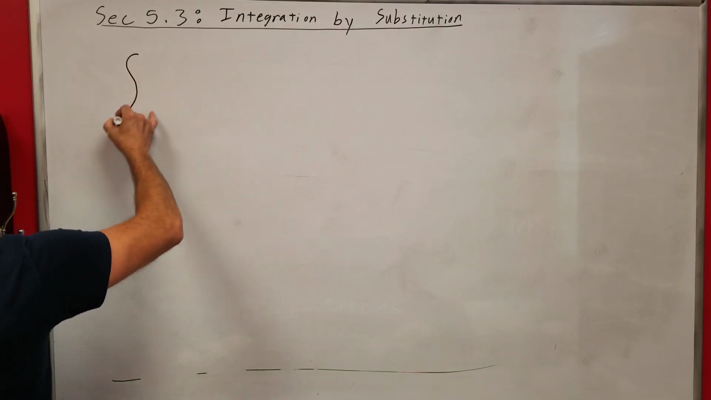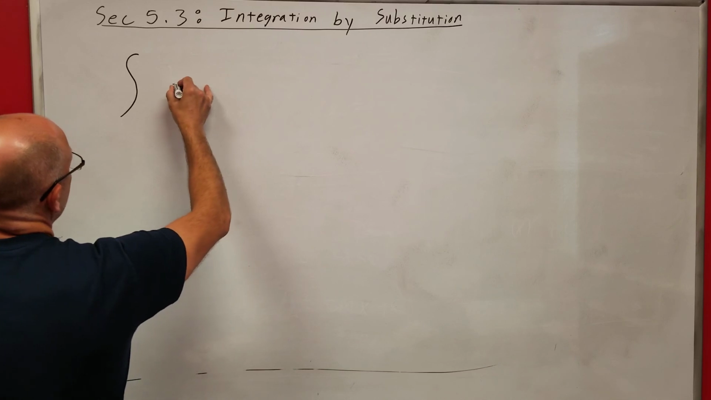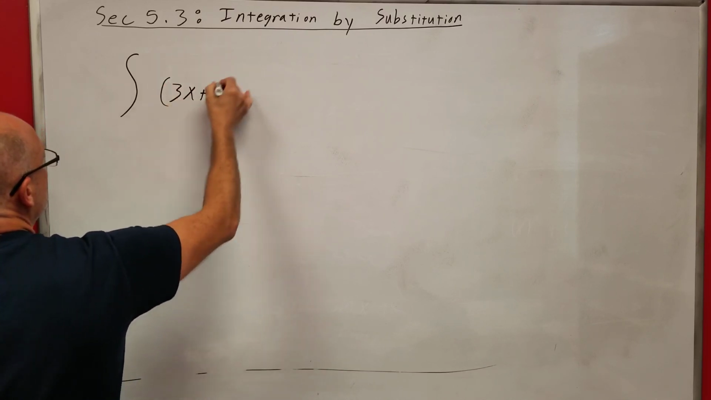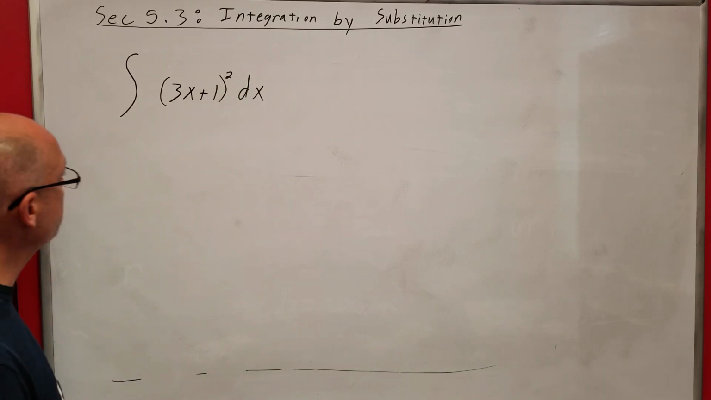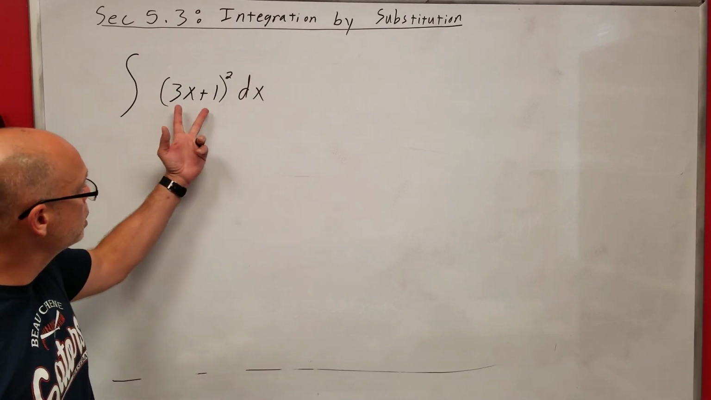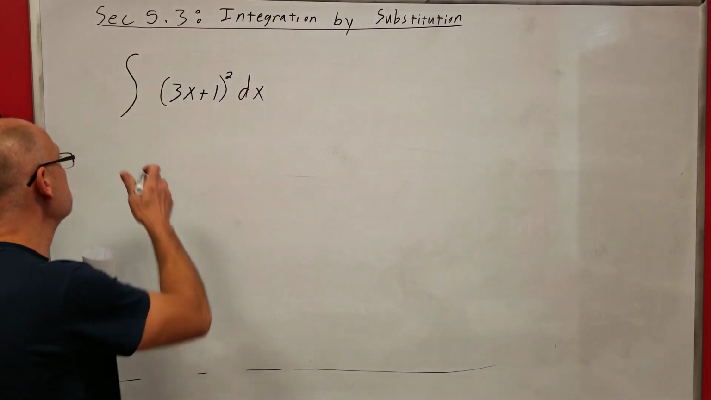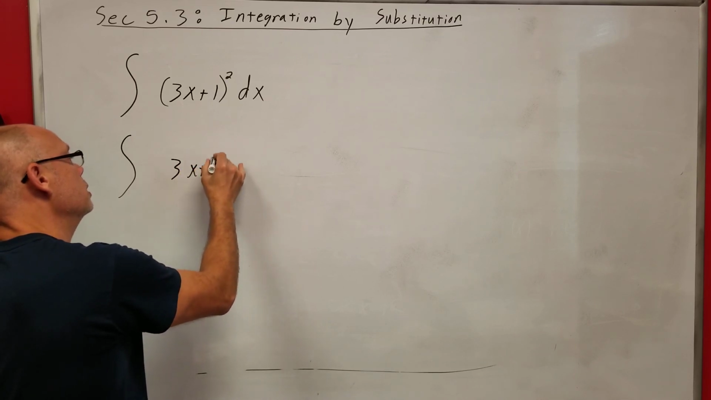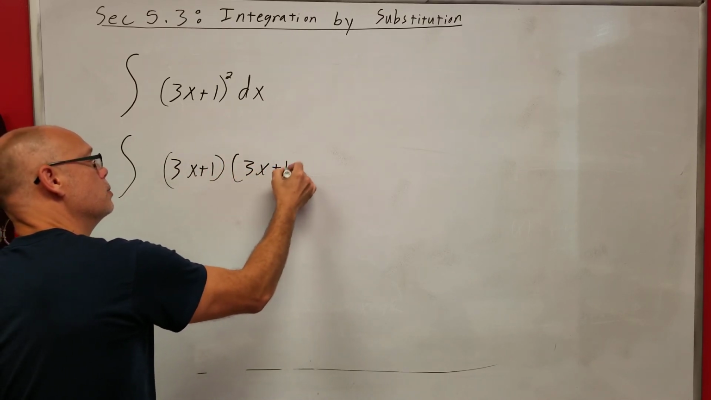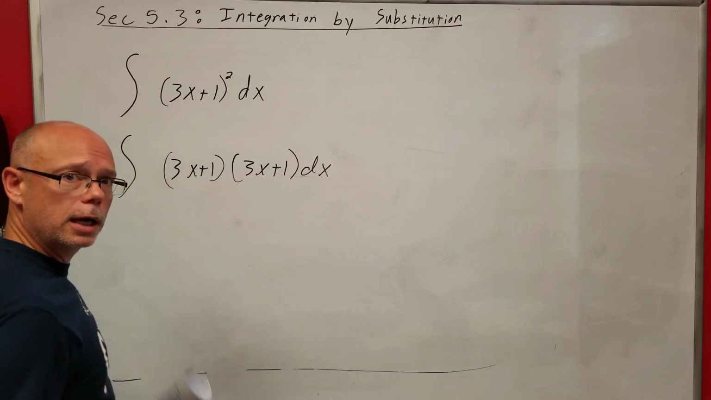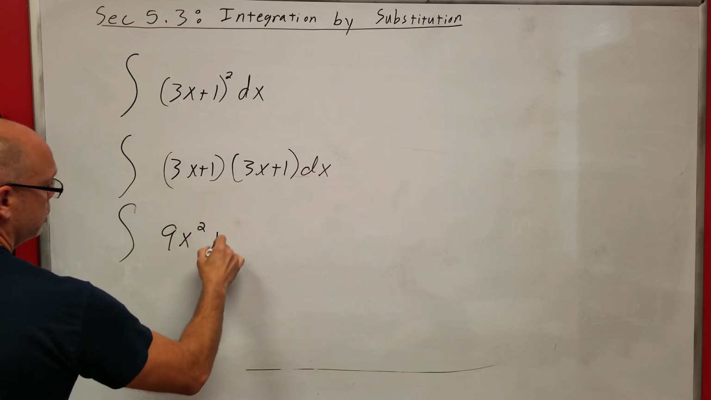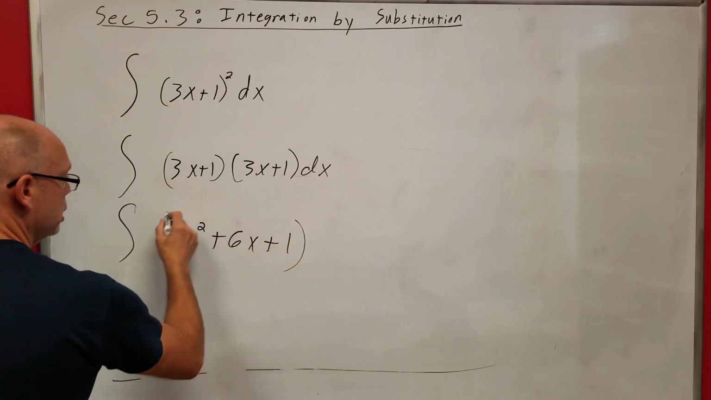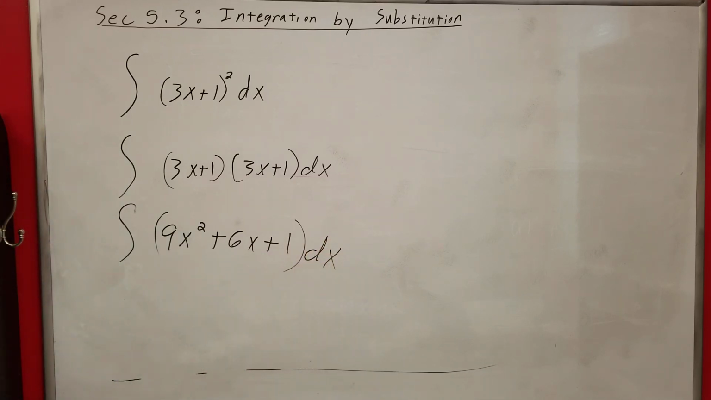Let's suppose you wanted to integrate something like this, okay? The integral of (3x + 1) squared dx. You wouldn't have a problem integrating that right now. All you would do is say, okay, (3x + 1) squared is (3x + 1) times (3x + 1), and then you would multiply that out to give you the integral of 9x squared plus 6x plus 1. And you would integrate each piece right here, okay? Well, that's fine and dandy.